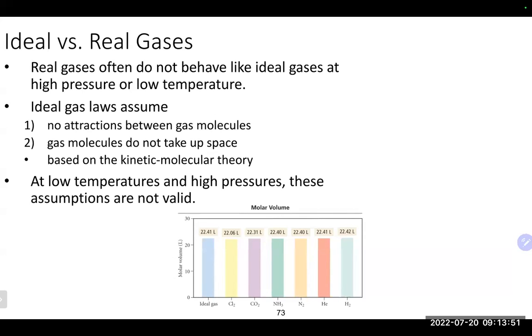At low temperatures, gas molecules should be moving slower, right? Which means under those conditions, as they pass each other, they're moving a lot slower, so they are going to be near each other for a lot longer period of time, which means there's probably going to be some interaction, as opposed to an ideal situation where maybe they're moving a lot faster and they're not by each other as long. So we are going to get those attractive or repulsive forces coming into play under those conditions.